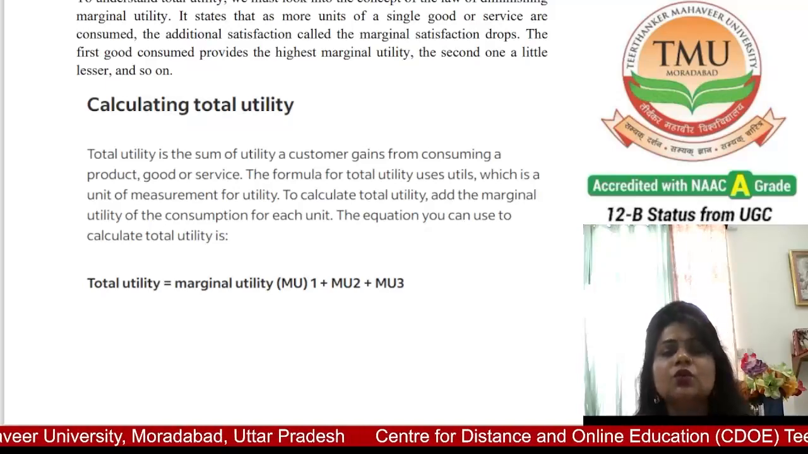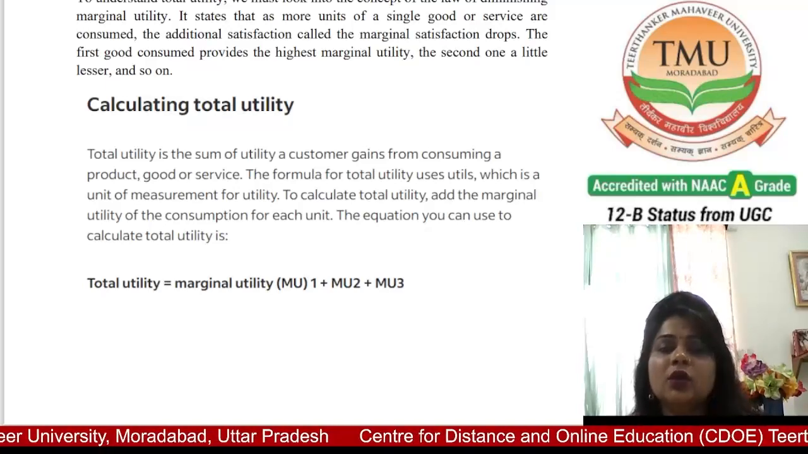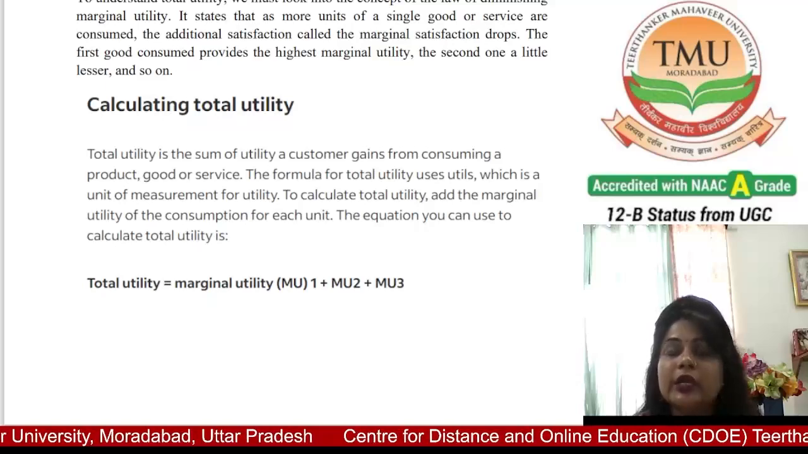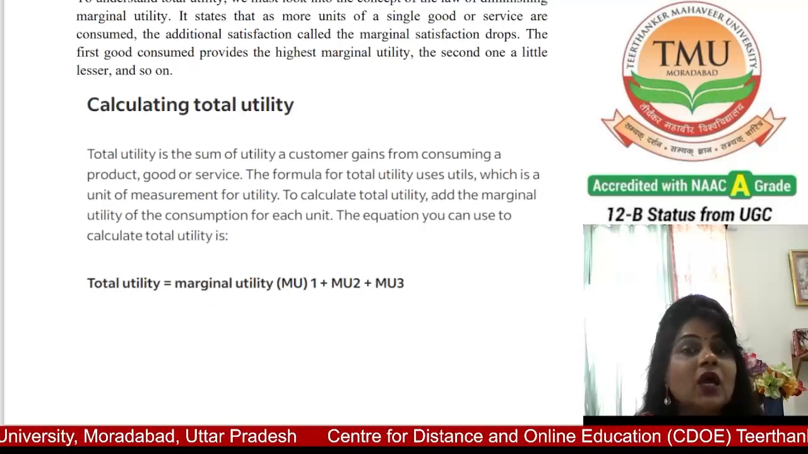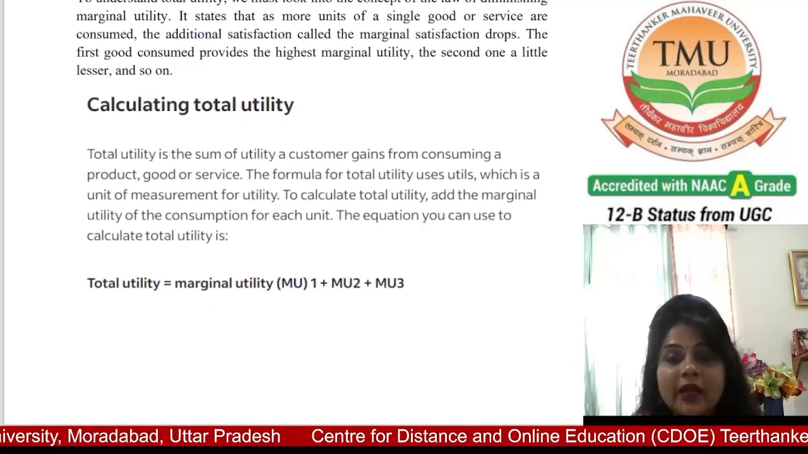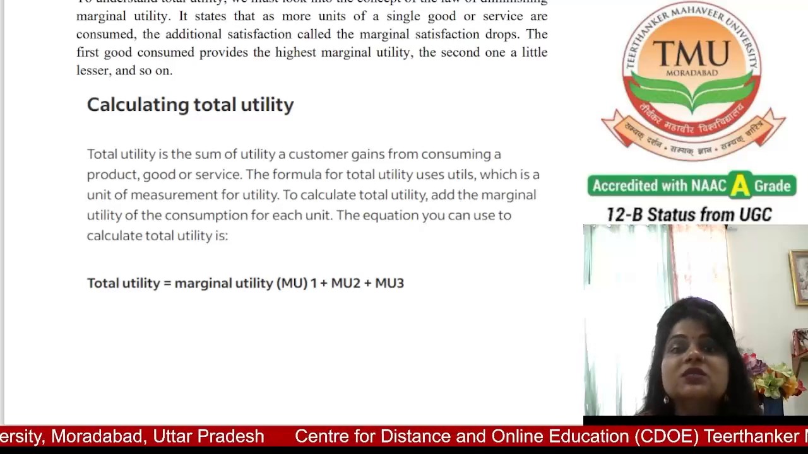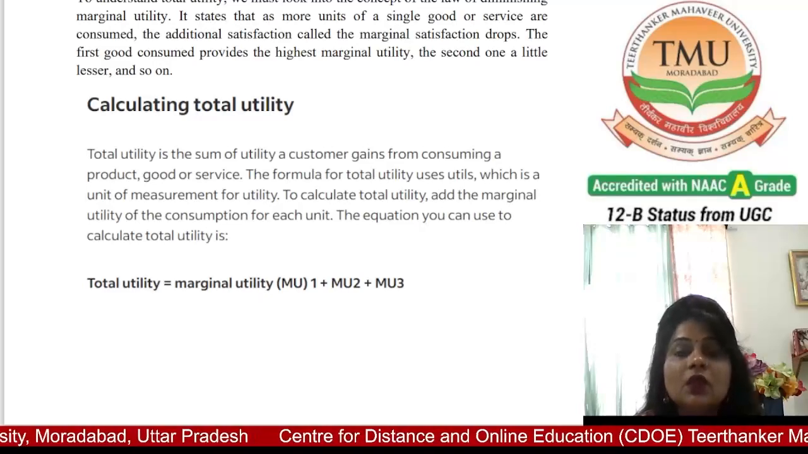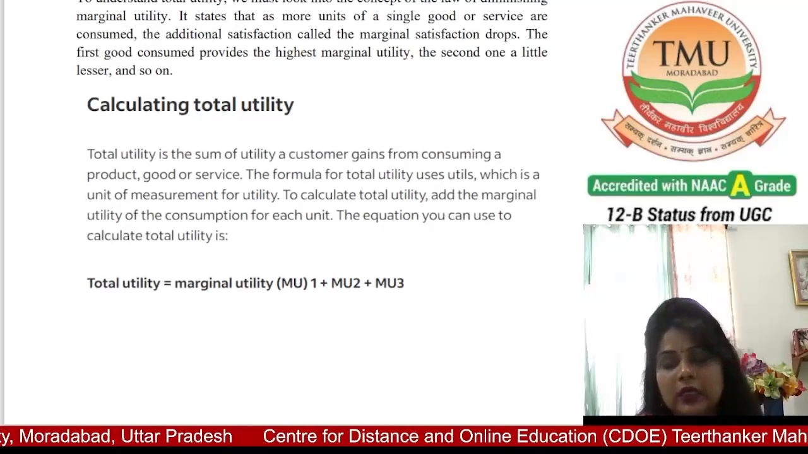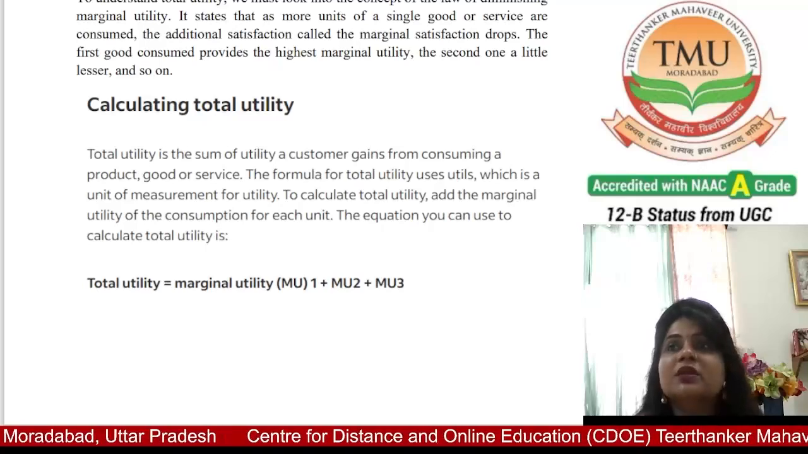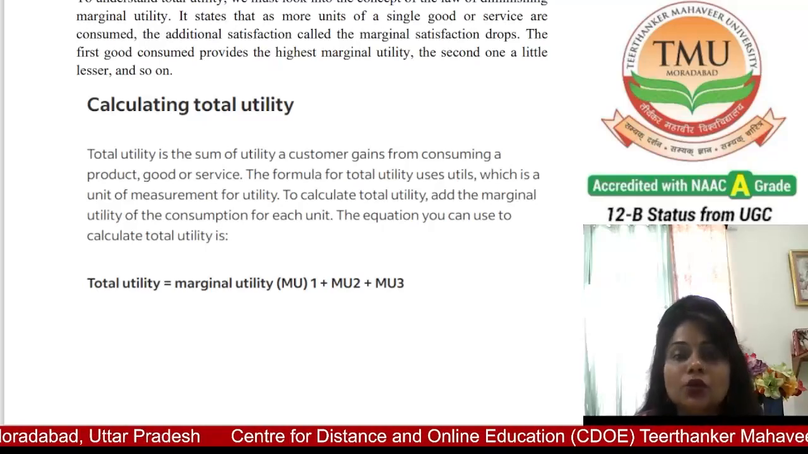Economists seek to quantify utility and total utility using utils in the cardinal utility approach. In the cardinal utility approach, we measure utility in utils.